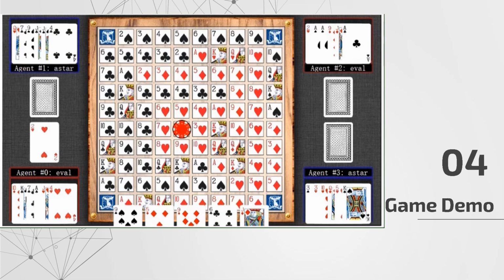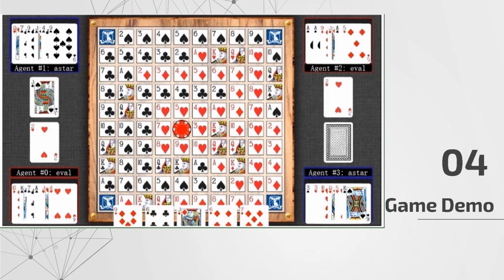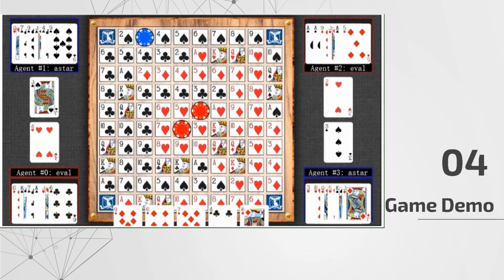Now let's do a demo. In this game, the blue side is our final agent and the red side is the agent that just used the evaluation function. We can see that the red side occupies the middle position first, which is very unfavorable to us. With that in mind, let's see what happens later.